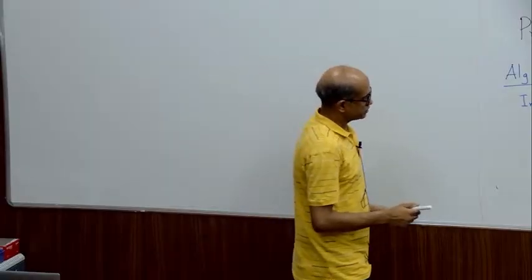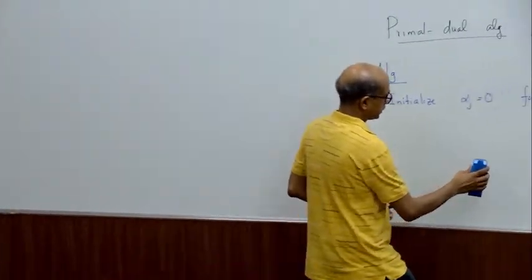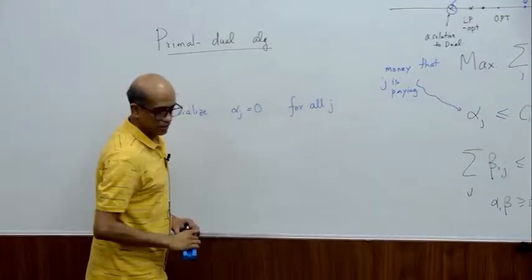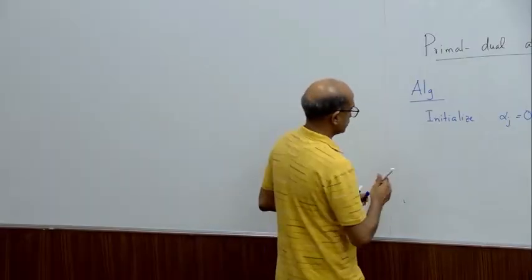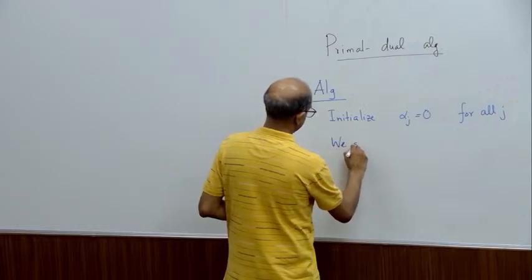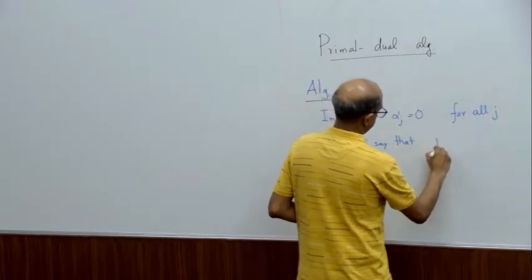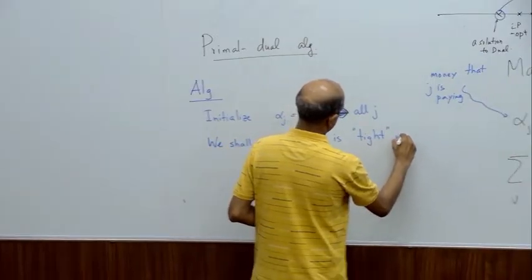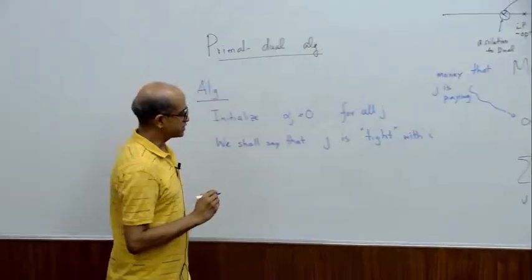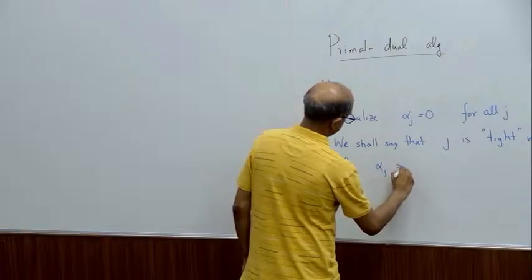Okay, so what is the algorithm? Let me write down the algorithm. I think I've explained the main ideas. So I'll write it down, and then we'll have questions. The actual analysis will not be difficult once you understand what the algorithm is. Okay, so initialize all the alpha j's to 0. We shall say that j is tight with I if alpha j is bigger than or equal to Cij.